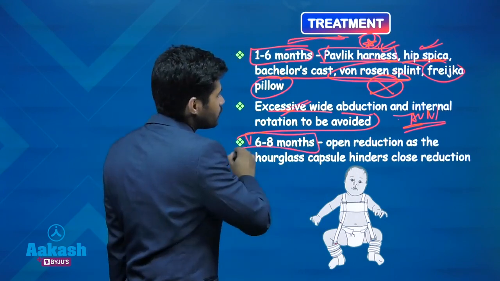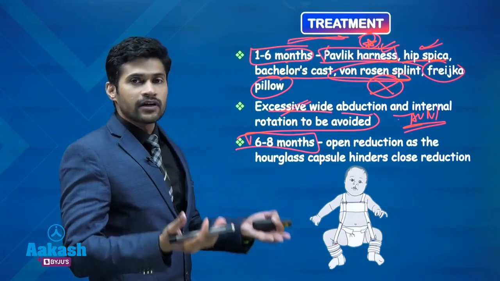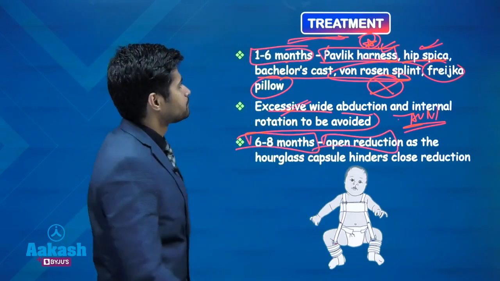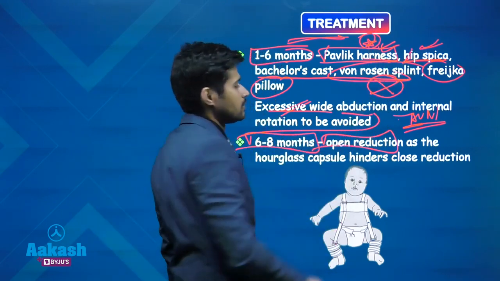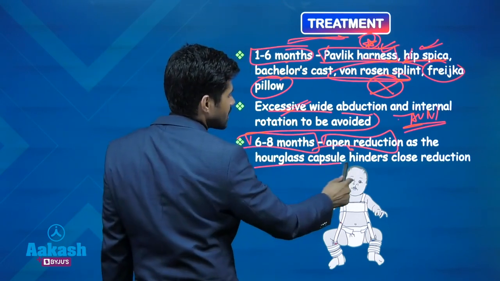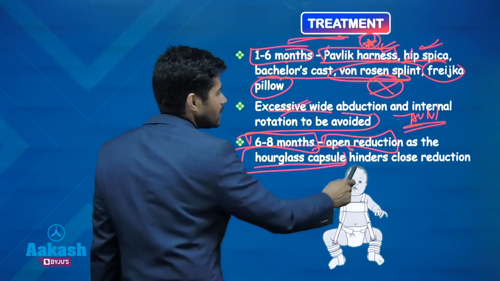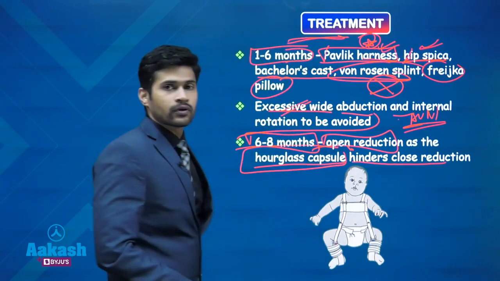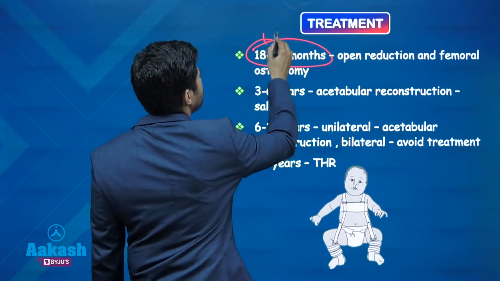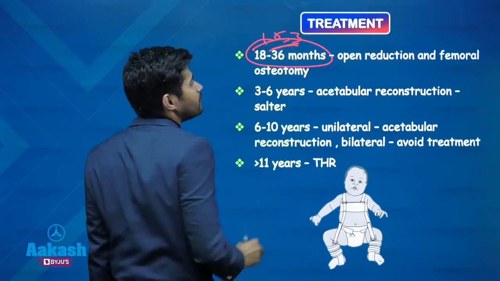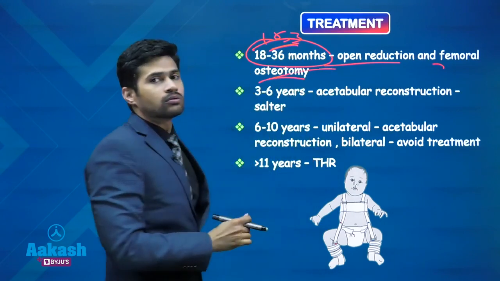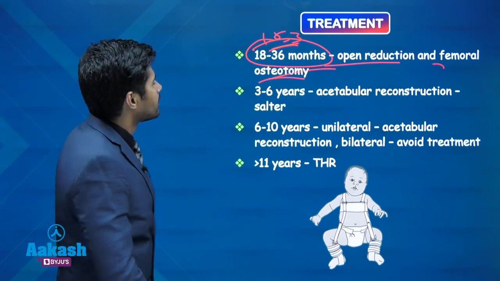It has to be avoided because that will lead to neurovascular injury and also AVN of the femoral head. At 6 to 8 months of age, closed reduction is usually difficult, so we go for open reduction and then we put a cast, hip spica, right? And this open reduction has to be done because the contracted hourglass capsule hinders closed reduction, okay? At 18 to 36 months, that means 1.5 to 3 years, we have to go for open reduction and femoral osteotomy also for the containment of the femoral head.